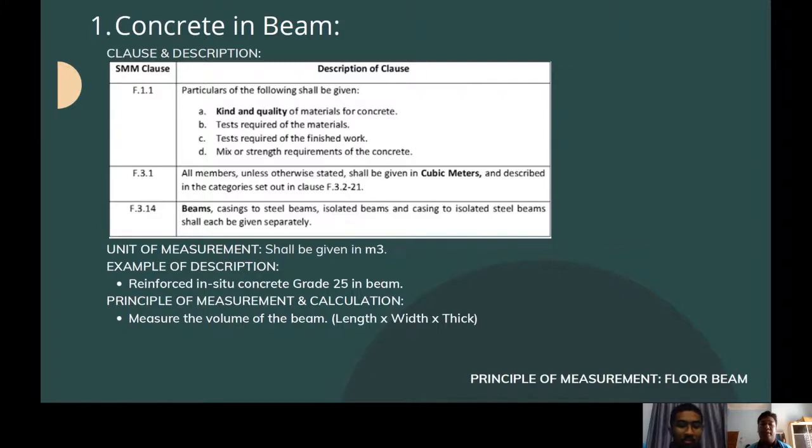It should be measured in cubic meter. An example of the description is reinforced in situ concrete grade 25 in beam. The principle of measurement is the same as before: we need to multiply the length, the width, and the thickness of the beam.